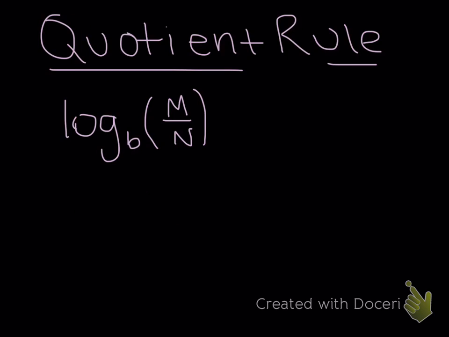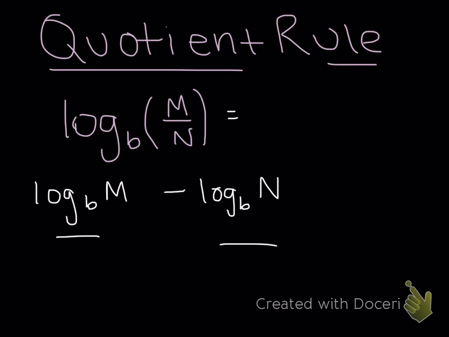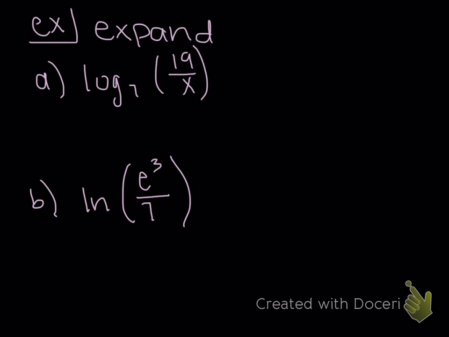Next, we're going to talk about quotient. So I'm sure you could take an educated guess that if product goes with adding, quotient goes with subtracting. So I have log base b of m minus log base b of n. The order does matter. Whatever's in the top of the fraction, it goes first. Whatever's the bottom of the fraction goes second. So to apply this rule, here I would have log base 7 of 19 minus log base 7 of x.